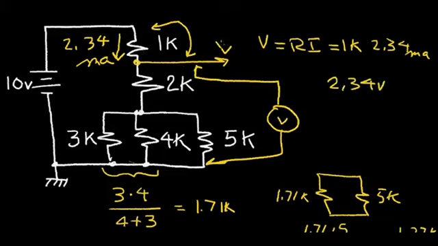So to get the voltage V, we need to subtract the voltage across the 1K from the voltage at the top, which is 10 volts. So the answer comes out 7.66 volts.